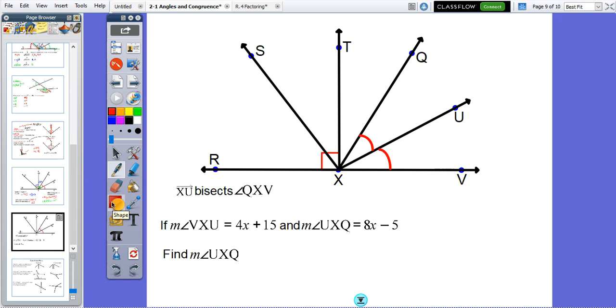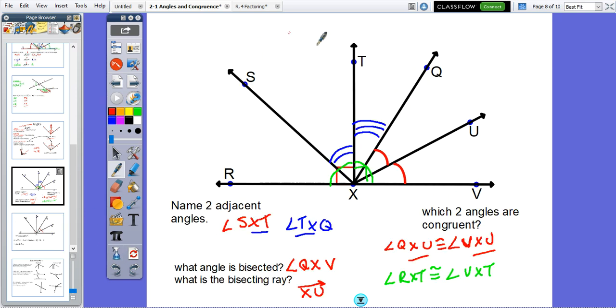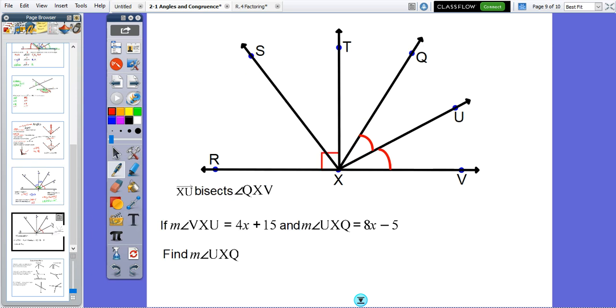All right, our last example here is a little bit of actual math work. So let me pause and take a minute to look at that. But the given information is saying that XU, right here, bisected QXV, as we just kind of talked about ourselves. I took the exact same one, so you can see it still and not be completely different and change a lot. All right, they tell us that the measure of VXU right here is 4x plus 15. That's the measurement, and that's what this little m stands for. M stands for the measurement.